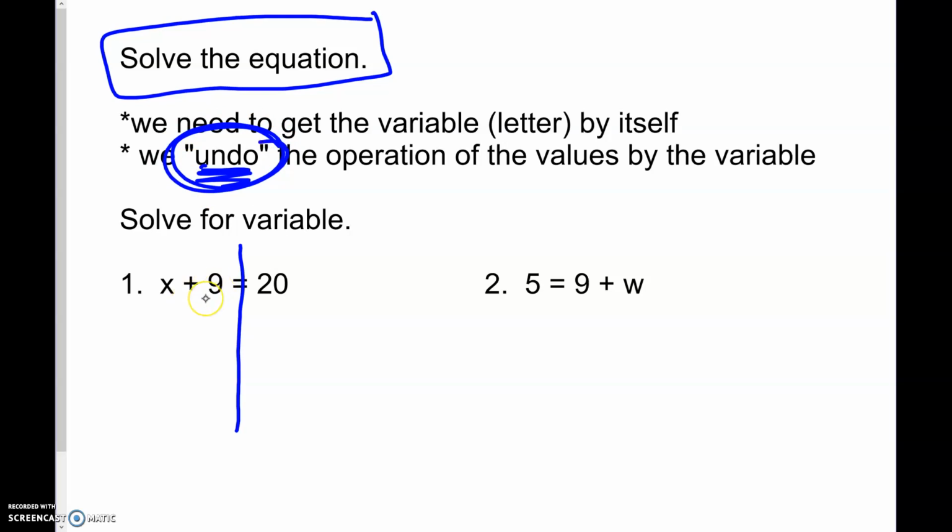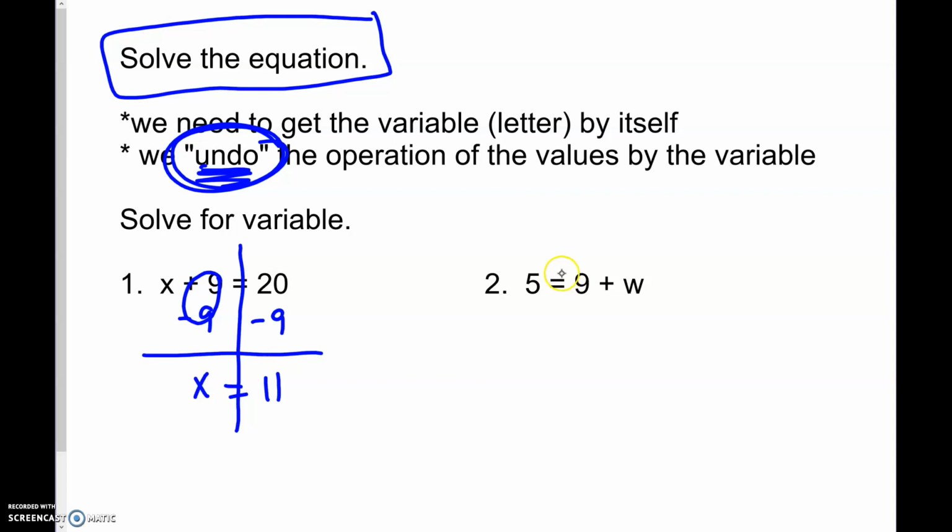So we need to undo the operation that they have here. They have a plus 9. So the opposite or the undoing of a plus 9 would be subtracting 9. Now keeping that balance in line, we have to do that to both sides of the equal sign. So I'm going to subtract 9. So 9 minus 9 is going to cancel out. So I'm left with x equals, and now 20 minus 9 is 11. So our final answer is x equals 11.